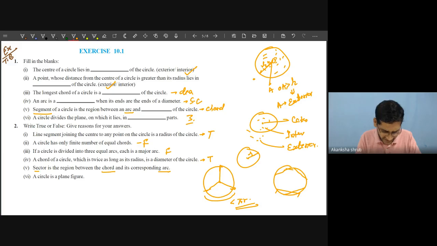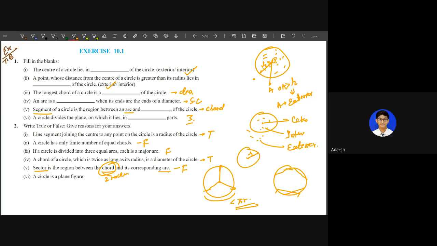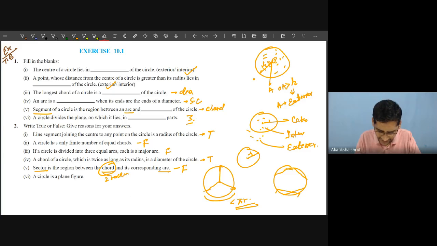Sector is a region between the chord and its corresponding arc. Is it correct? False. Good. So it is false. What should it be? In place of chord, it should be 2 radius. Good. So the definitions I have explained, you have to apply those definitions only.